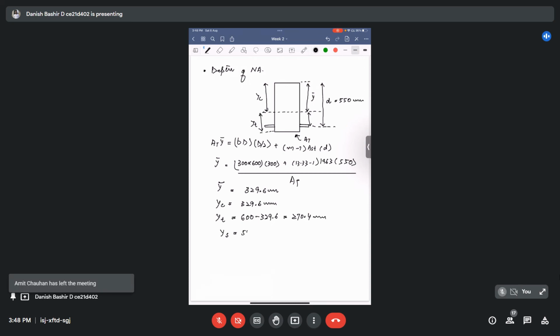yc is equal to 550 minus 329.6. We got this as 220.4 mm. Now we got all the distances of the different areas from the neutral axis. For example, we got this compression area at a distance yc from the neutral axis. We got this tensile area, distance of this from the neutral axis, and this transformed steel area, yt, its distance from the neutral axis. So we can now calculate the transformed second moment of area.